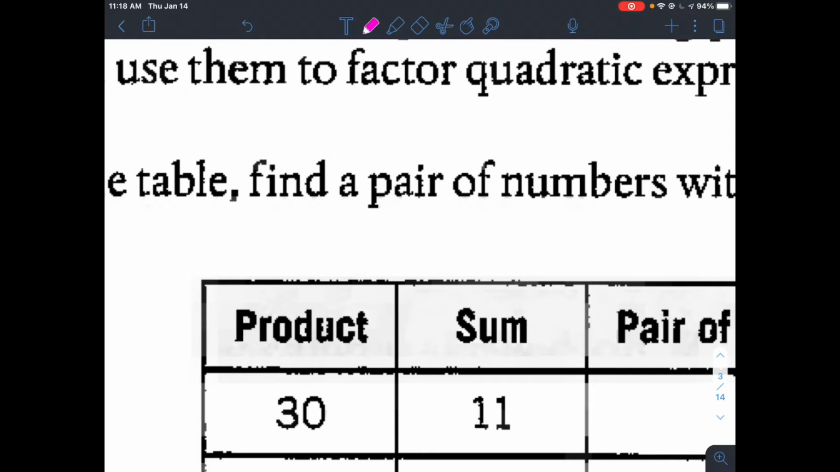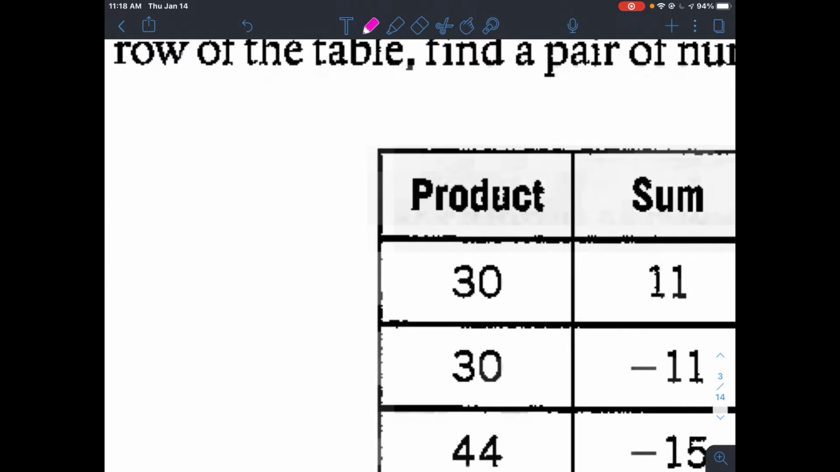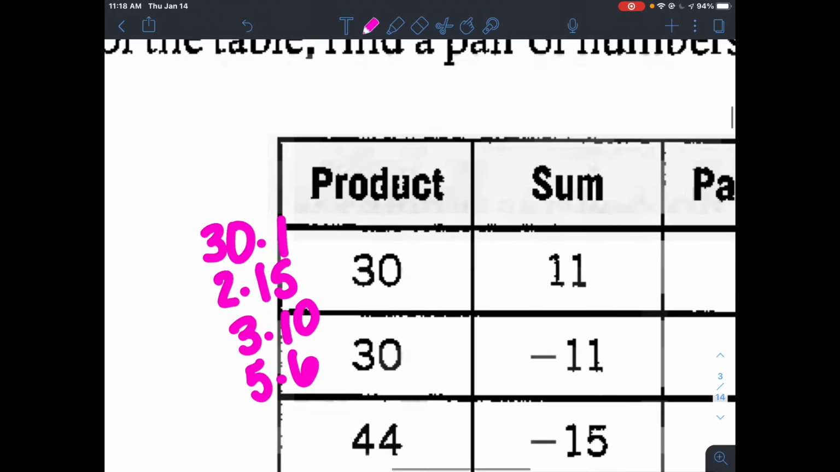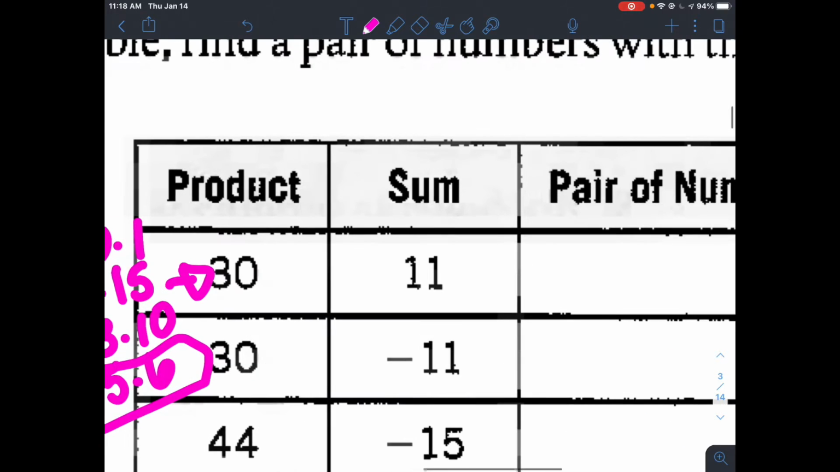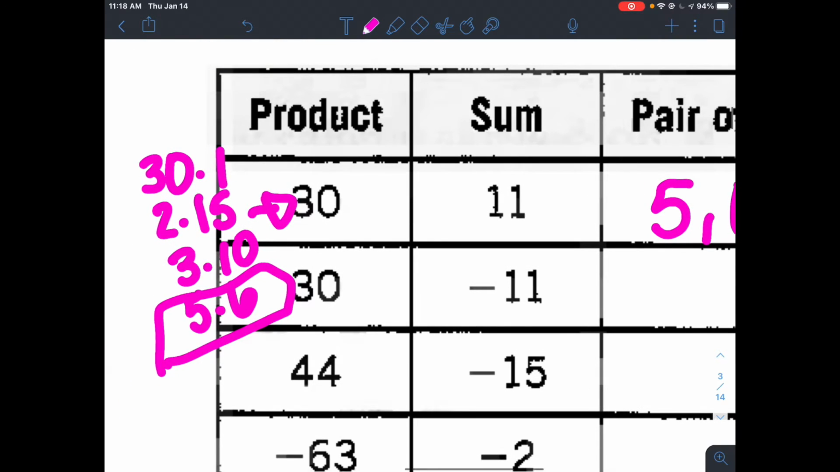So for this, it might be helpful if you write down, okay, what times what is 30? Well, 30 times 1, and also 5 times 6. Oh, I skipped one. 2 times 15, 3 times 10, and 5 times 6. Okay. And then which one of those 4 is going to add up to 11? Well, it's this 5 and 6. I already kind of gave you that. So 5 and 6. And you could do the same thing for the rest of them.